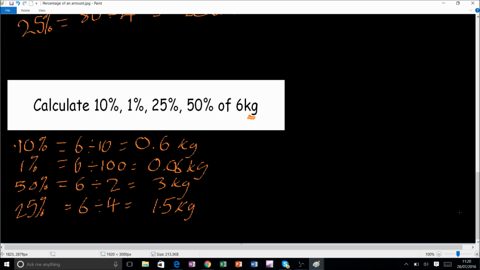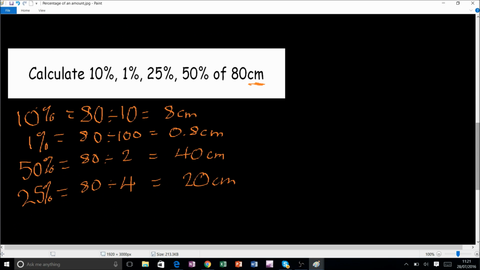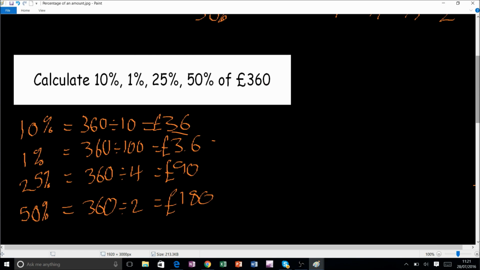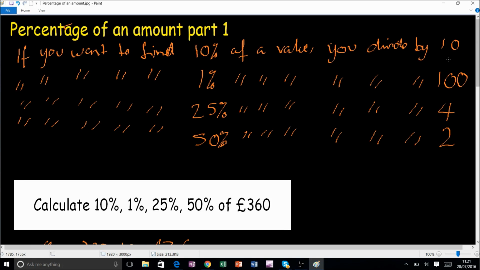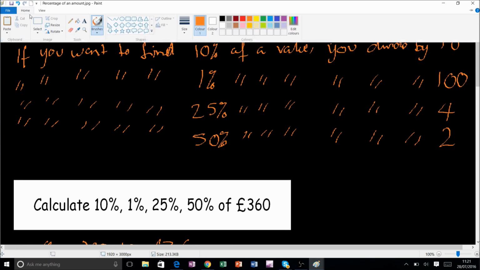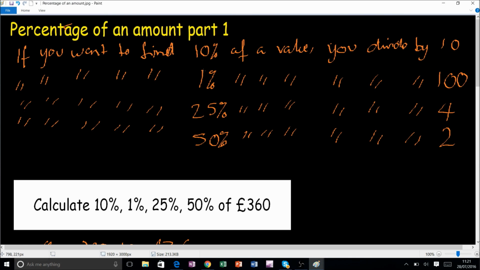So guys, that is it. That is part 1 of looking at percentages. Again, key things to remember, guys. You have to remember these things. If you want to find 10% of something, you divide the value by 10. If you want to find 1% of something, you divide the value by 100. If you want to find 25% of something, you divide the value by 4. And if you want to find 50% of something, you divide the value by 2. These are key things that you need to remember.